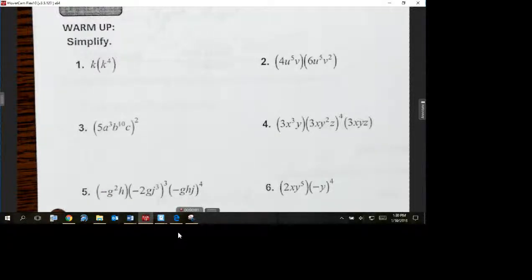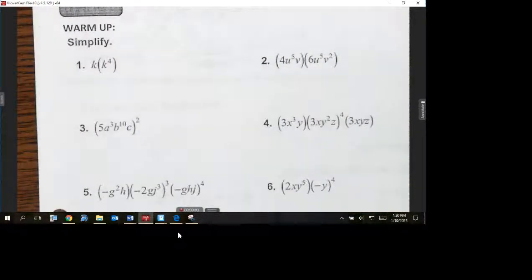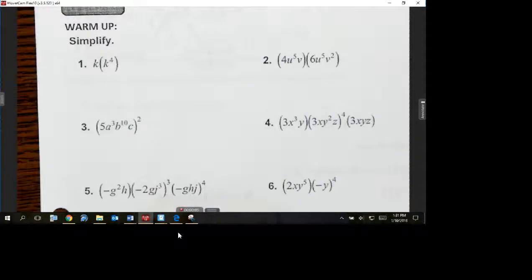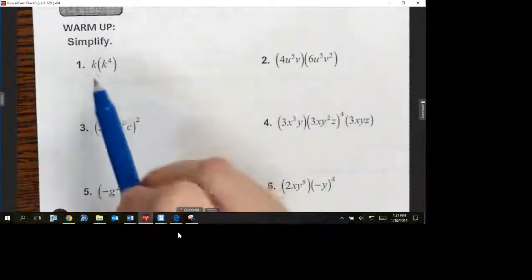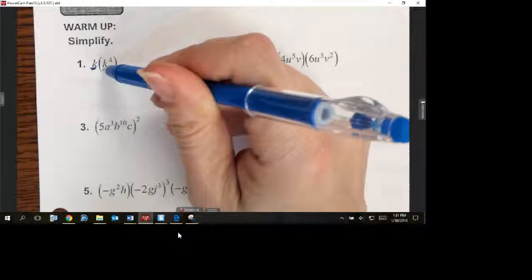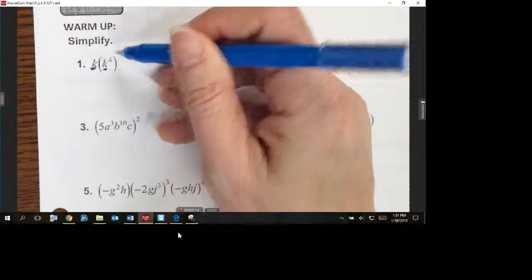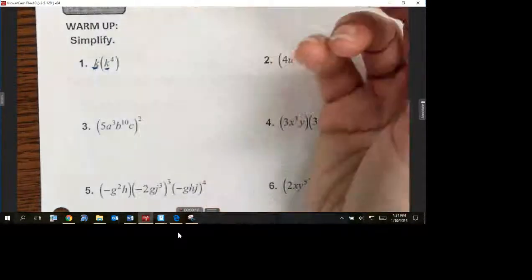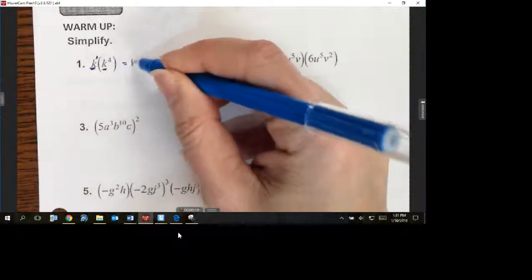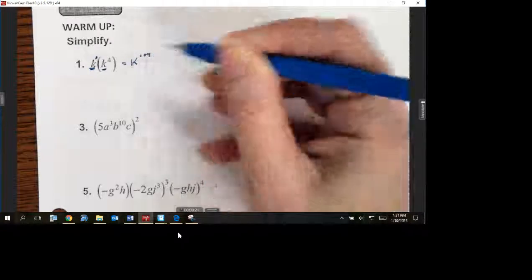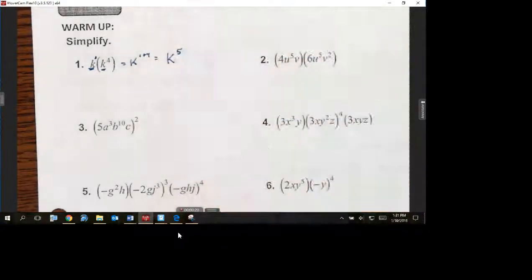You have a k and you're multiplying it by k to the 4th. A lot of you have the right answer, but that's first try. So remember, if you have the same base and you're multiplying, what happens to the exponents? And what exponent is on this first k? So we've got k to the 1st plus 4th. So we have k to the 5th as our answer.